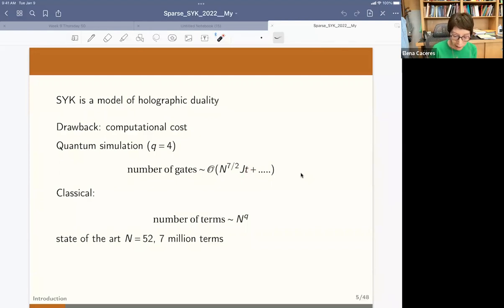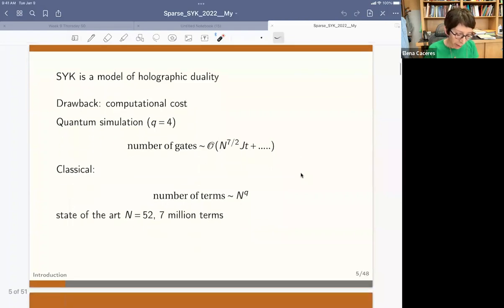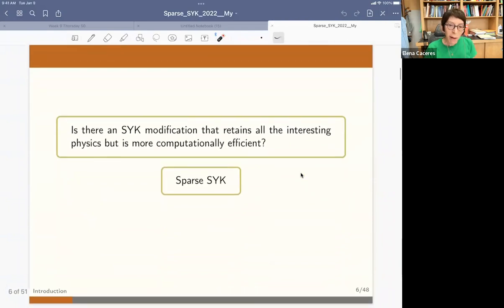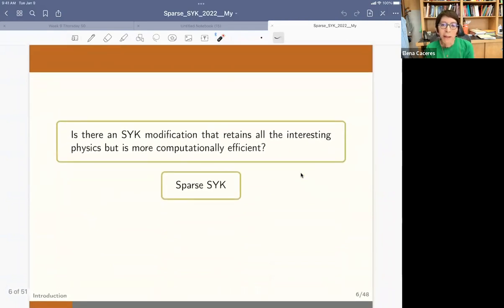And classically, the number of terms scales like n to the q. So again, the state of the art, we can do n equals 52. This is 7 million terms, right? So it's a lot. So it's hard to see how we can push to larger numerical simulations. Then the question came up a couple of years ago: is there an SYK modification that retains all the interesting physics, but is more computationally efficient? And that's how the sparse SYK came to be.